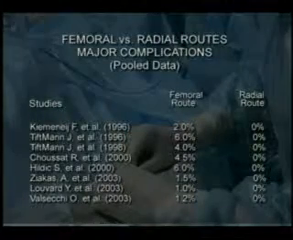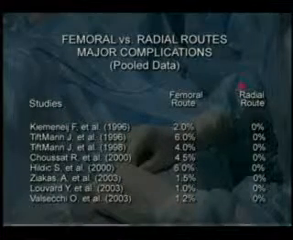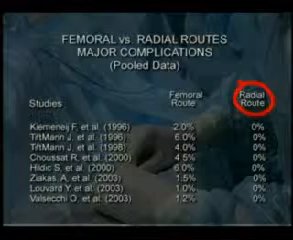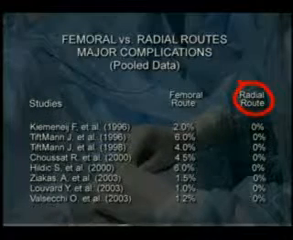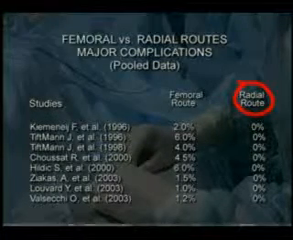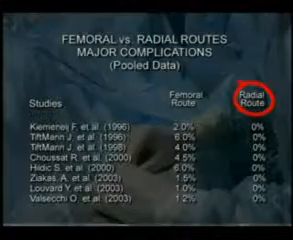Here are the data of 8 different studies from around the world that compare the major vascular complications of femoral and radial routes. Note that the radial route has 0% major complications compared to up to 6% with the femoral route.